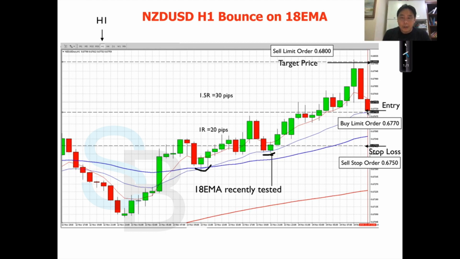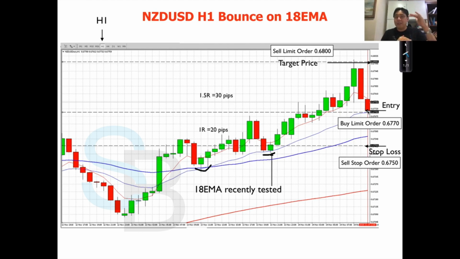And again, the next question is, where do I put my stop loss? 20 pips, 30 pips, where? What I do is look at the recent high, which is here, and I measure it. From here to here, it's about 30 pips. So 30 pips from the 18 to the recent high, they're about 35 pips. In this case, does it make sense to put my stop loss at 30 pips?